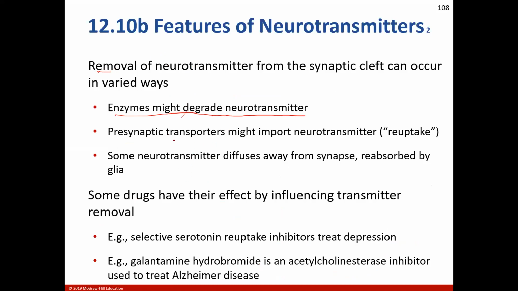Sometimes a neurotransmitter will go through what's called reuptake. So that presynaptic neuron and its end bulb will take back the neurotransmitter. All right. So that's called reuptake. Like serotonin, right, is a neurotransmitter, and it is released in your synapse.